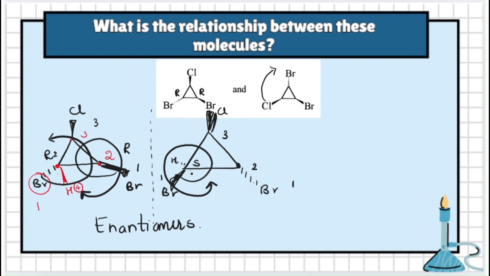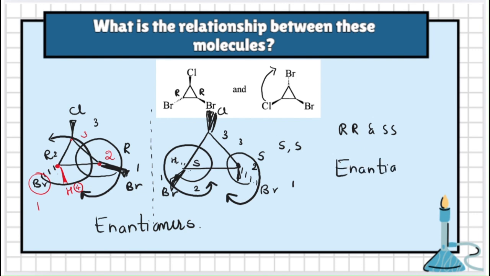First priority, and this is second and this is third. How is it moving? Here it's going clockwise, but hydrogen is above the plane, so it will become S. The configuration here is S and S, and here it is R and R. What is the relation between RR and SS? They are enantiomers. This is a confirmation that the given molecules are enantiomers.